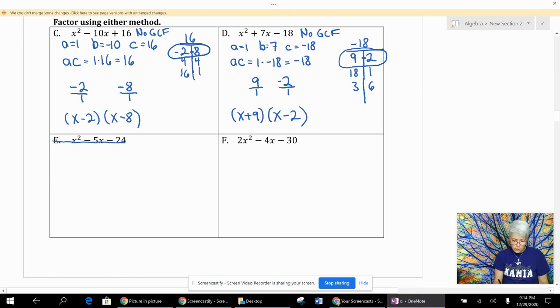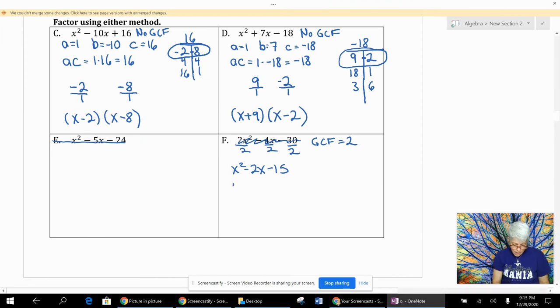Oh my gosh, there's a GCF. It's 2. So I'm going to pull out the GCF for right now, and I have x squared minus 2x minus 15. I don't want to look at the old one again. I just want to look at the new one.